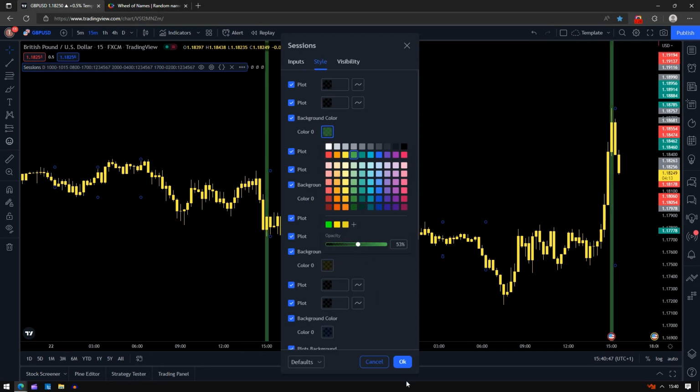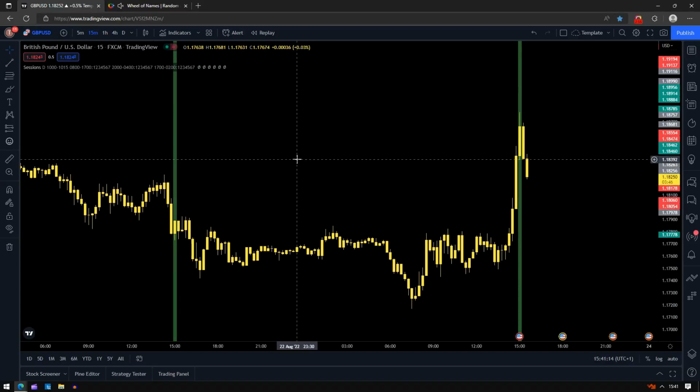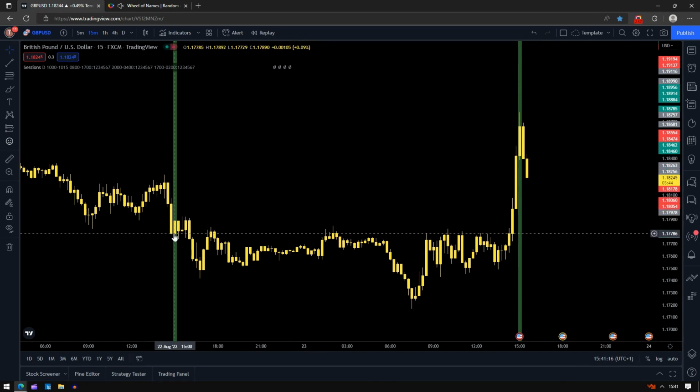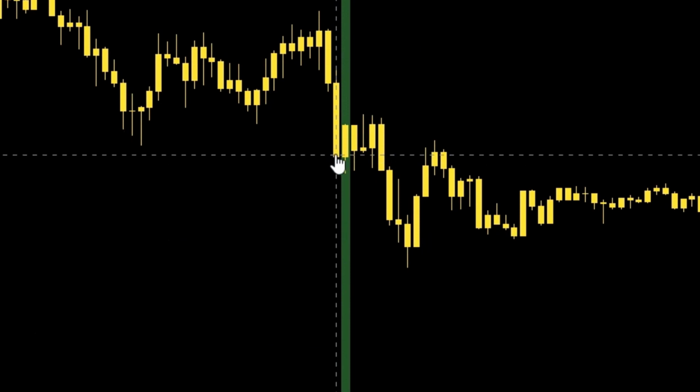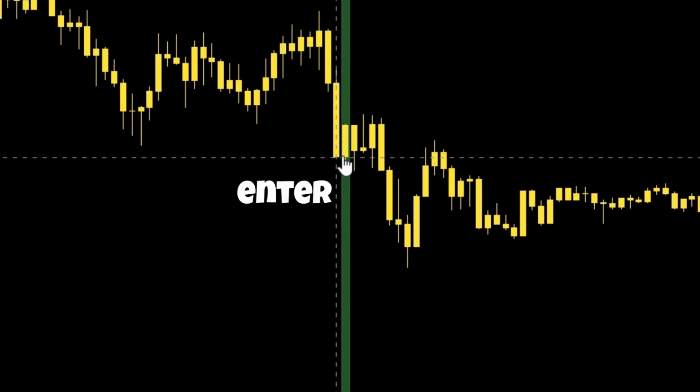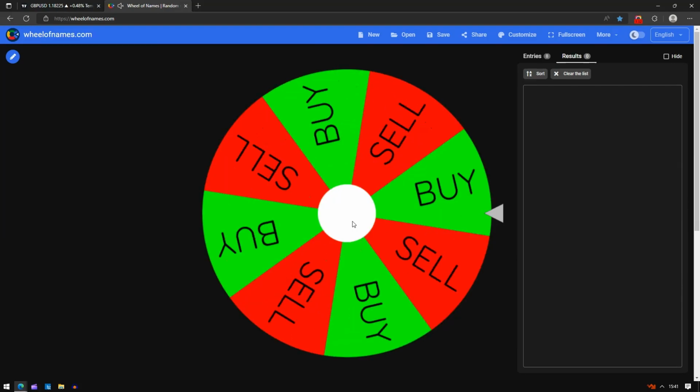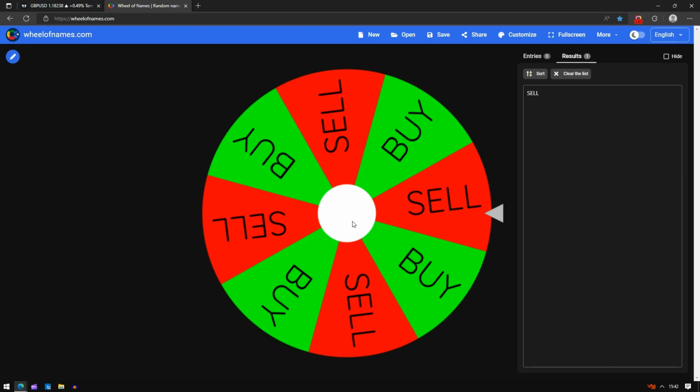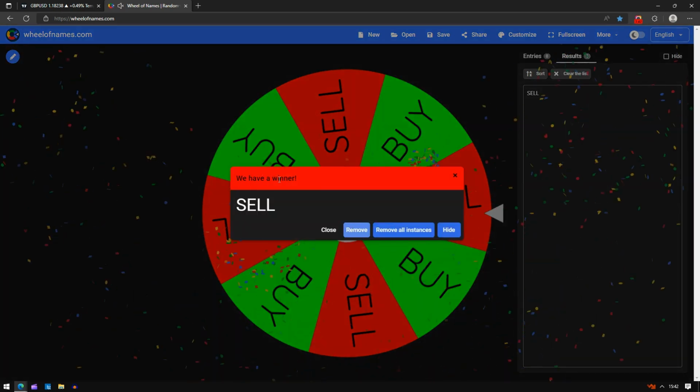That looks good. So every day, as soon as that 3 o'clock candle opens, not when it closes, so you have the 2:45 candle. As soon as that candle closes, you want to enter on the 3 o'clock candle. And then we'll go on the spin wheel and see if we get a buy or sell. And there's a sell. Here we go, look, we have a winner, sell.